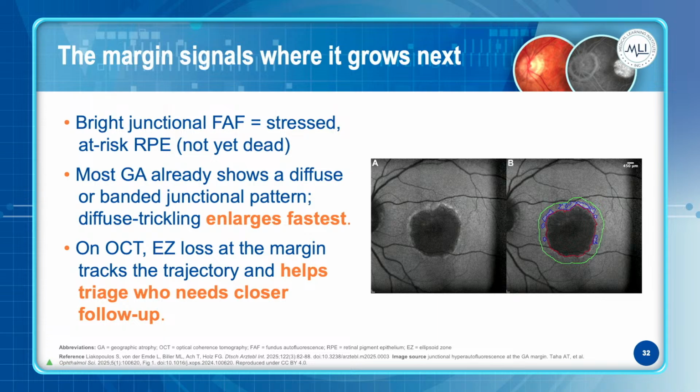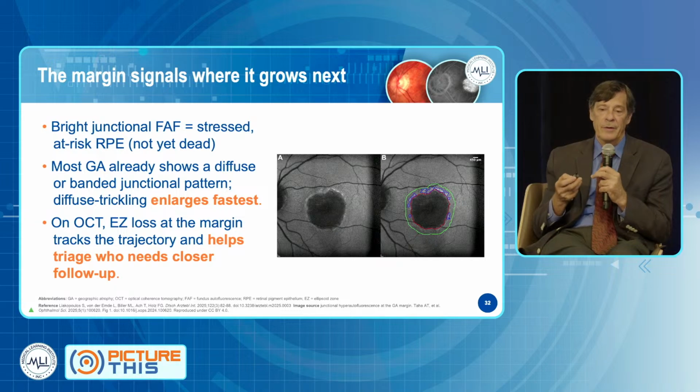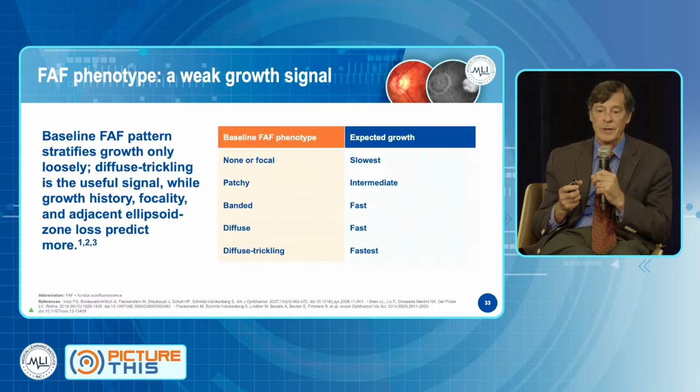And the other thing that I find very helpful when I'm looking at my patient, in addition to looking at the autofluorescence, is to look at the margins of the lesion. And that's in the area where you see that bright band. And extending outward from that, you'll see loss of the outer retina, especially loss of the ellipsoid zone. And I use that when I'm thinking about where the atrophy is going to go, because it tends to go into the area where the outer retina starts to get lost. And so I pay attention to that on the OCT.